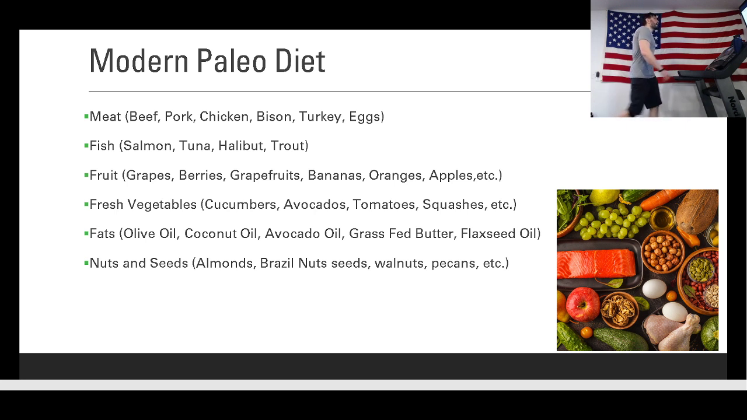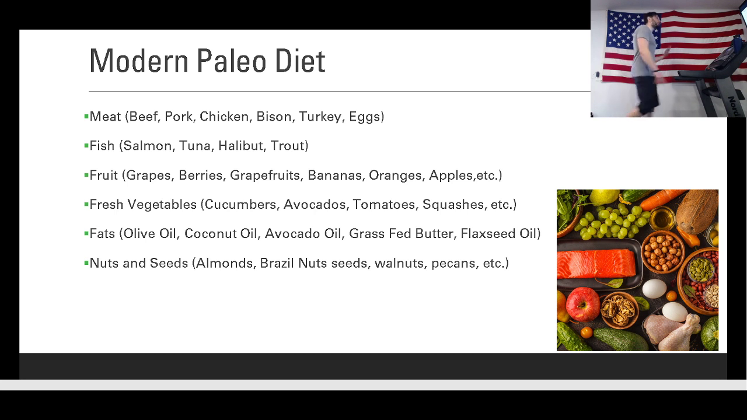So next, what is the actual modern paleo diet? What does it look like, right? You've got your basic proteins, your meat: beef, pork, chicken, bison, turkey, eggs, fish, salmon, tuna, halibut, cod. Fruit, the fruits you see in a grocery store: grapes, berries, grapefruits, bananas, oranges, right?